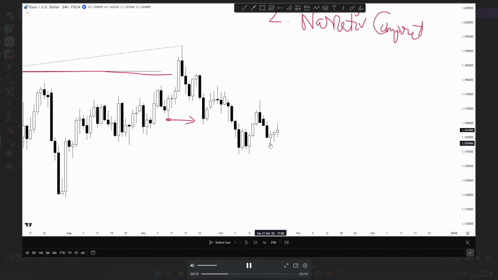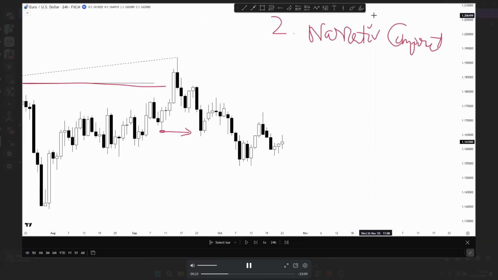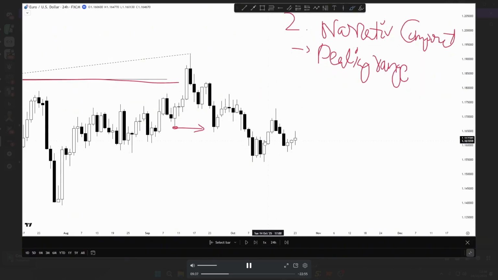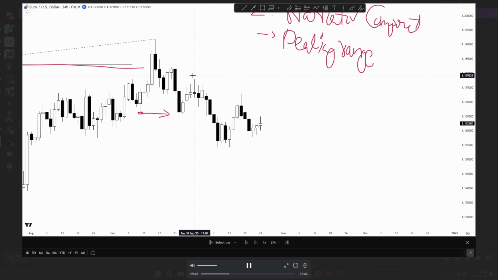Okay, so first of all, the first step within the narrative component is to identify the current and the most relevant dealing range relative to the price action of this month. Okay, the first step is to identify the most relevant and the current dealing range. So first of all, right here you can see that the most recent expansion swing that we had is this expansion profile lower.